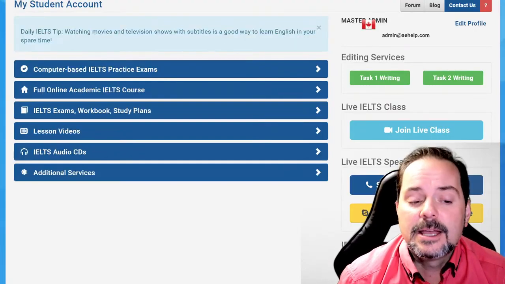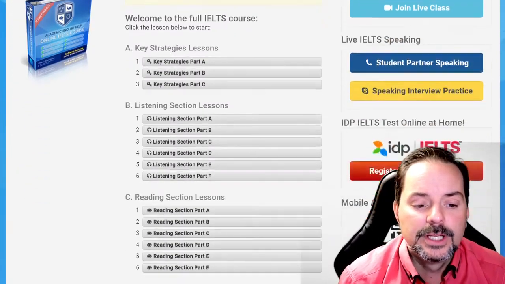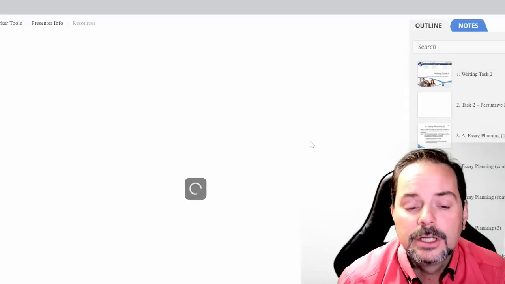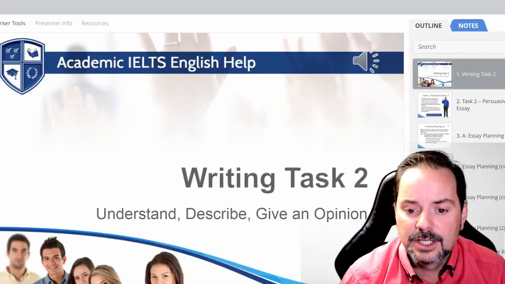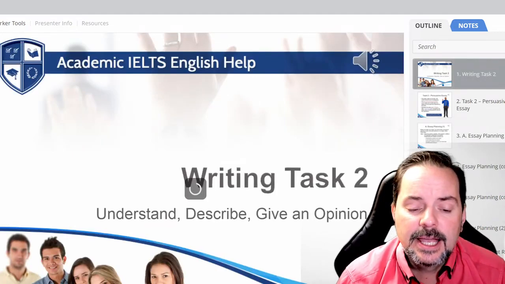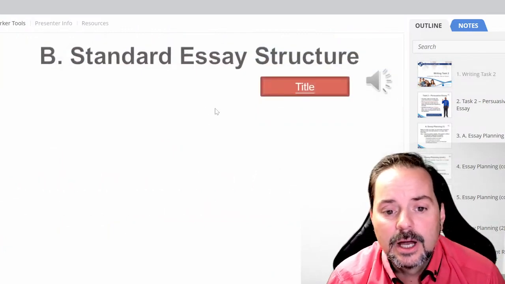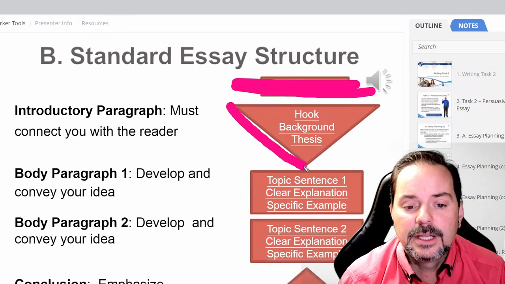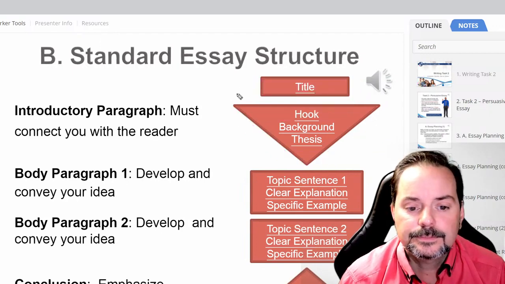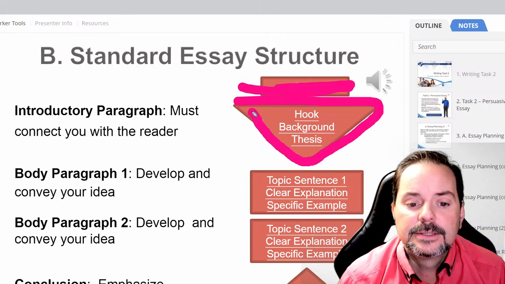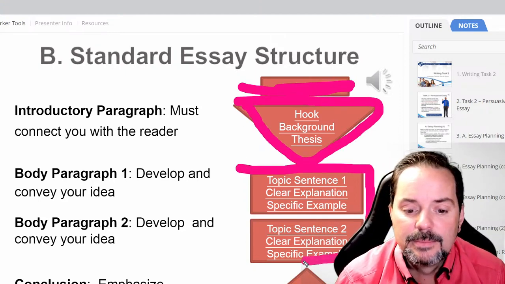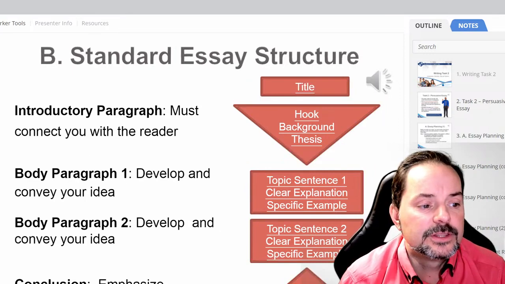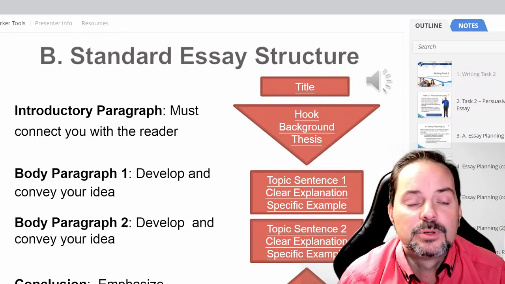Your premium package includes a My Student account, which has lots of goodies, including a full interactive course that's got all of the steps needed for you to write a good task 2 essay. Basically, it shows you the structure of the essay and goes through each of the steps. We will actually go through this together. You do not need a title in the IELTS, but you definitely need an introduction with a hook, a background and a thesis, and you need a couple of body paragraphs with a topic sentence, clear explanation, examples, and then a conclusion. We will go through these steps with today's sample task 2 question.